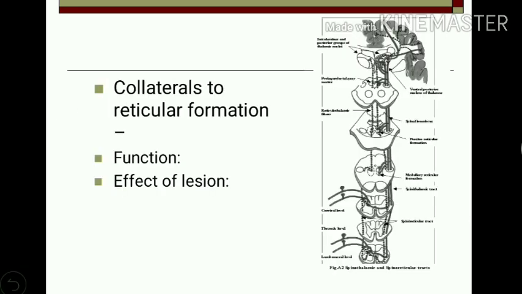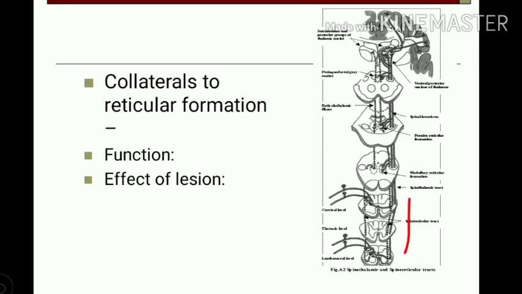An important characteristic is that these tracts give collaterals to the reticular formation, and because of these collaterals, when the tract fibers are stimulated, they result in arousal. Function, as we have discussed: these tracts carry the sensation of crude touch, tickling, itching.